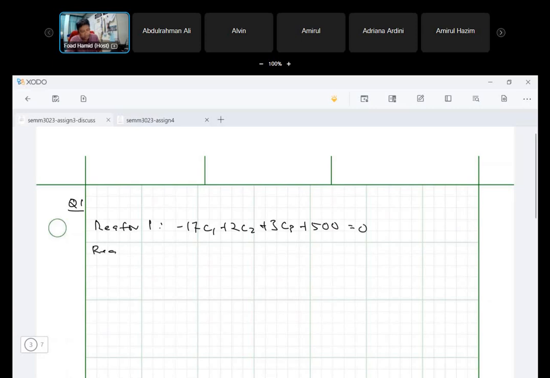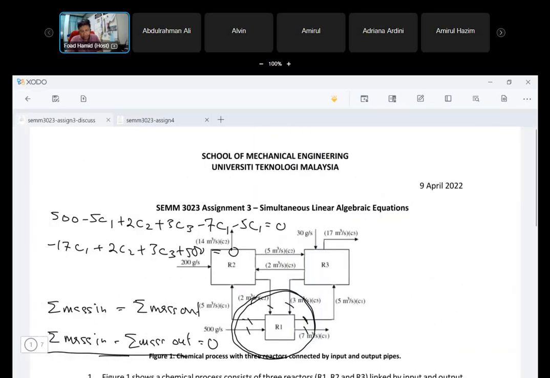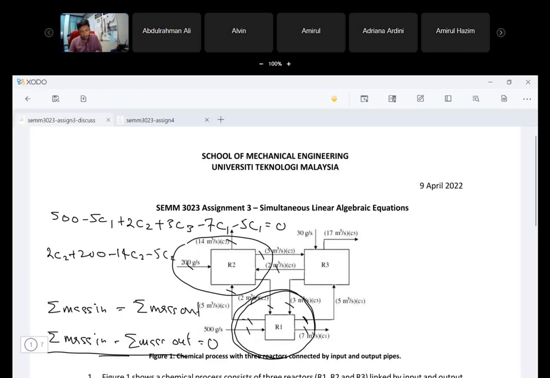And we can do the same thing for reactor number 2. I don't think I need to repeat everything, but look at whatever is coming in and whatever is going out. My system is always coming in as positive, going out as negative. So in this case, for example, plus 2C2, plus 200, minus 14C2, minus 5C2, plus 2C3, and then minus, what is this? Oh, this one is 5.